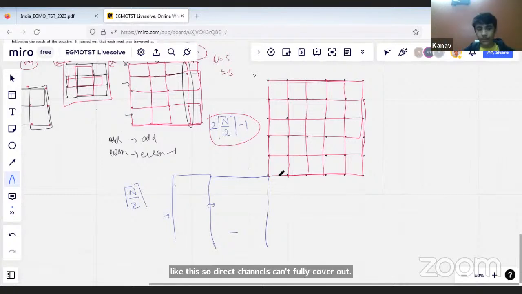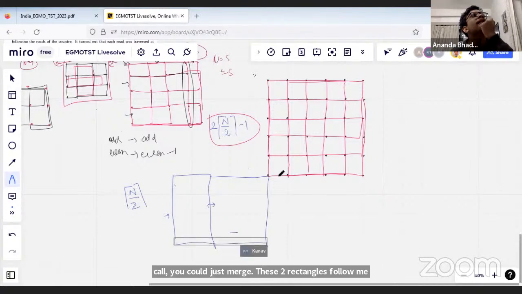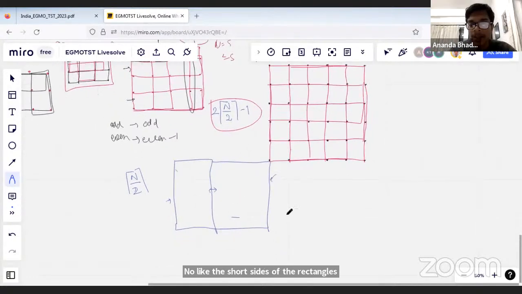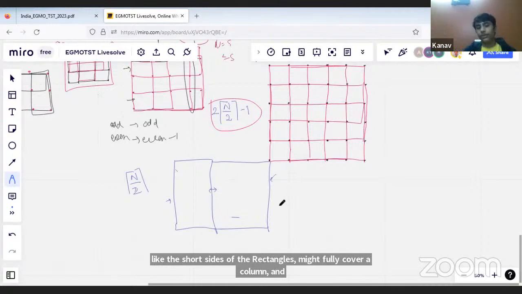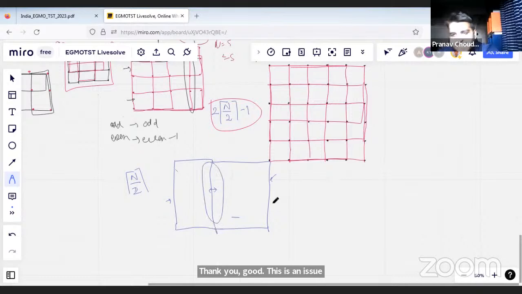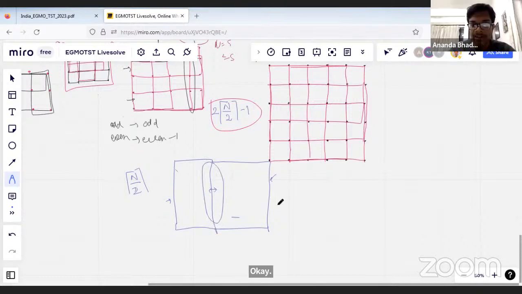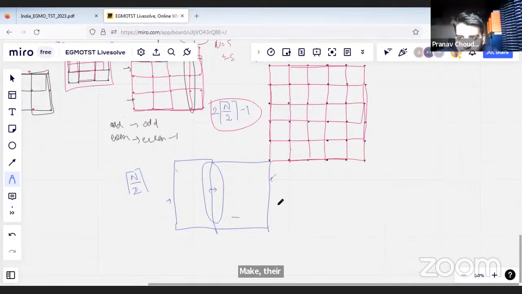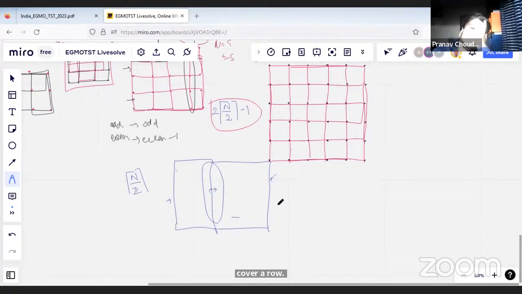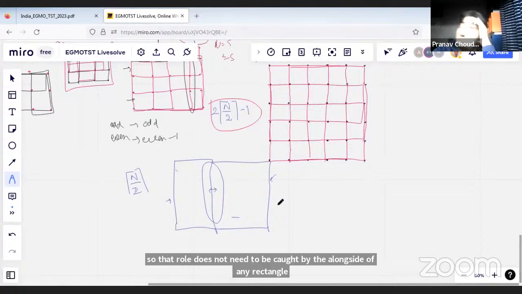Like this thing. The short sides of the rectangles might fully cover a column, and then you can merge the 2. But what if there are more than 2? This is an issue. Each rectangle has a long side, which is n, and a short side. So the short sides of some rectangles might entirely cover a row, and so that row does not need to be covered by the long side of any rectangle. That is never possible, right?